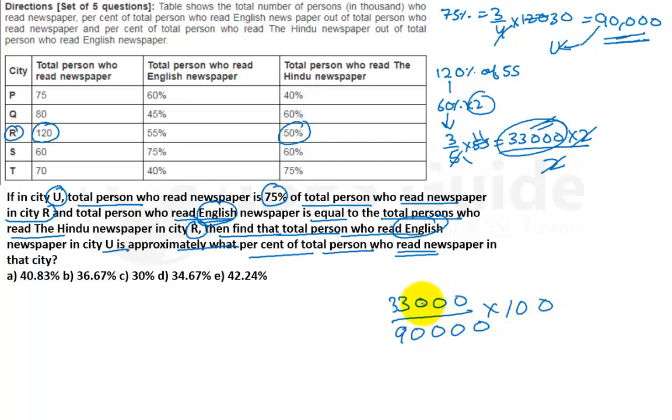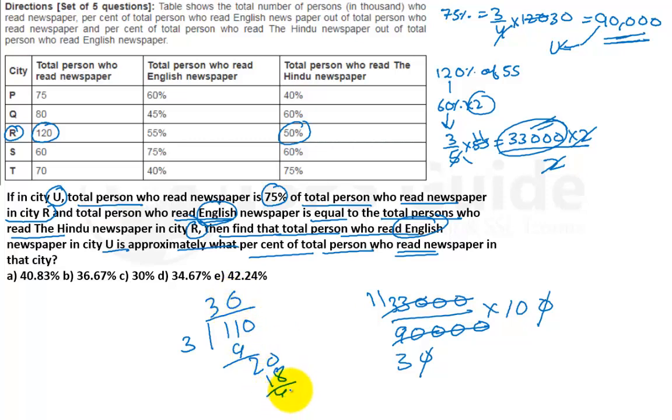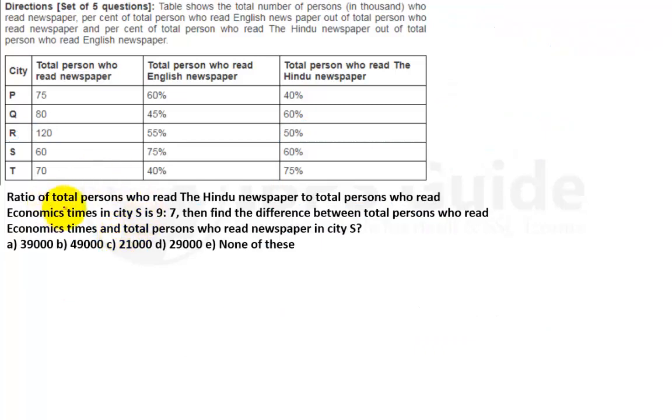You can go for approximately 3300 by 90, so 110 divided by 3. 3 3s are 9, 20, 3 6s are 18, 3 7s are 21, 3 6s are 18. So we get 36.66, which is option number B, 36.67, the correct answer. Easy question. Move on to question number 4. Now question number 4, that is the last question.